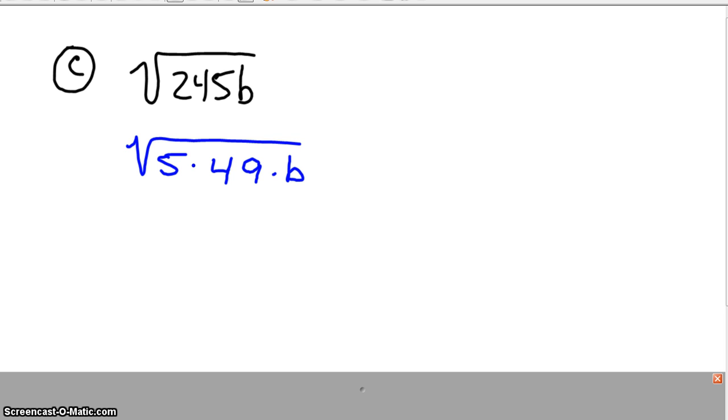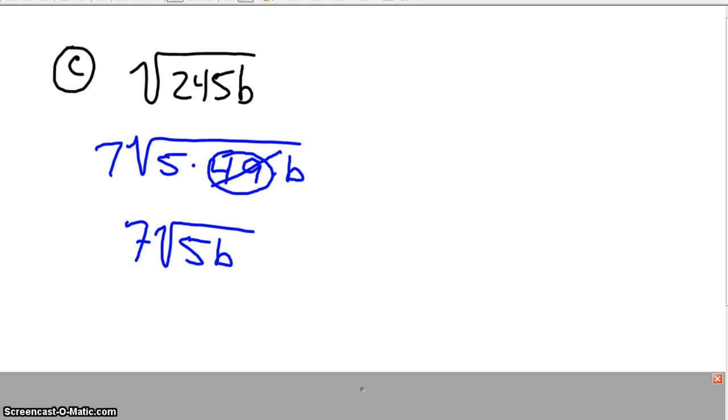Are any of these perfect square factors? Yes. Which one? 49. So what is the square root of 49? 7. Okay, so we're going to take the square root of 49 out and call it 7, right? Are there any other perfect square factors in the radical? No. So what will we do? Leave them in the radical. They're not perfect squares. So your answer is 7 times the square root of 5b.